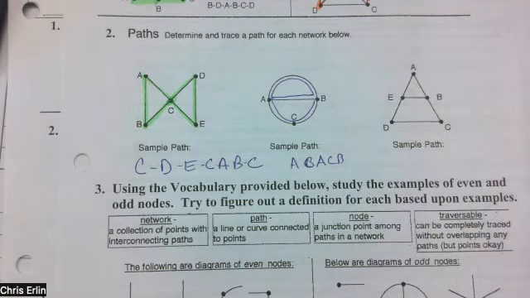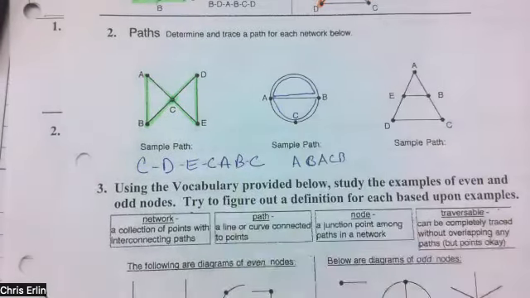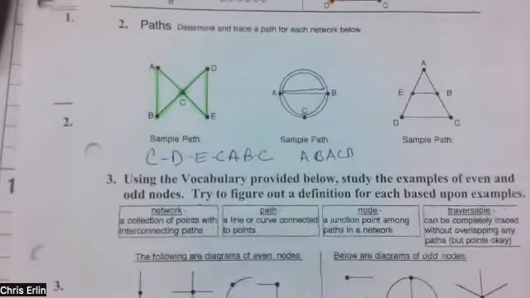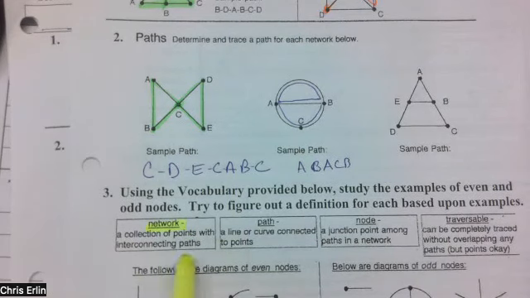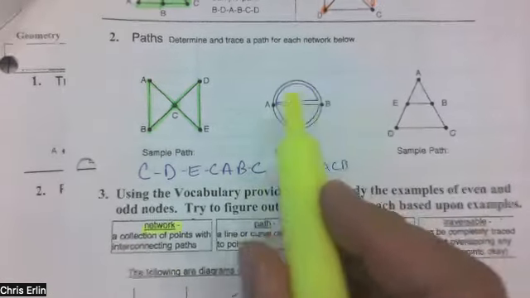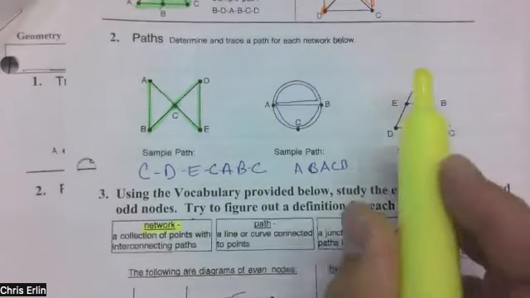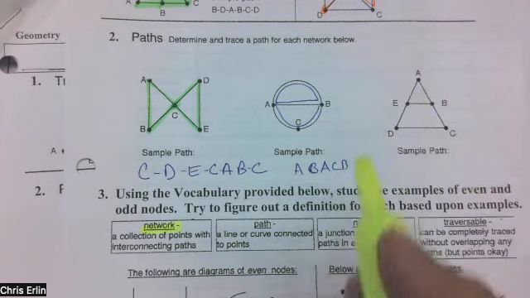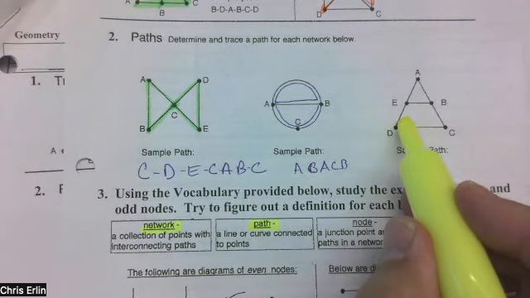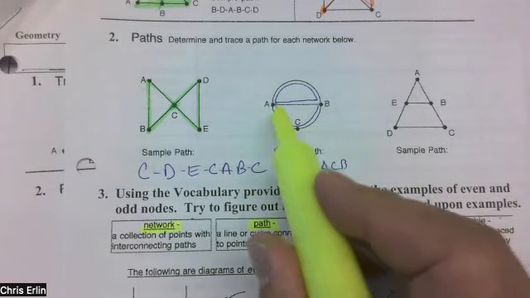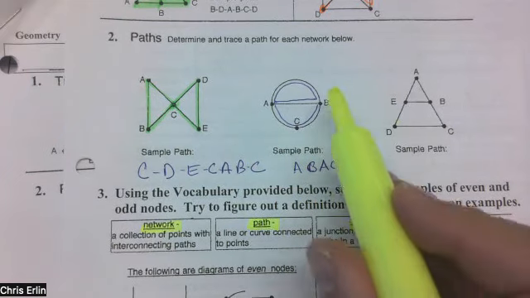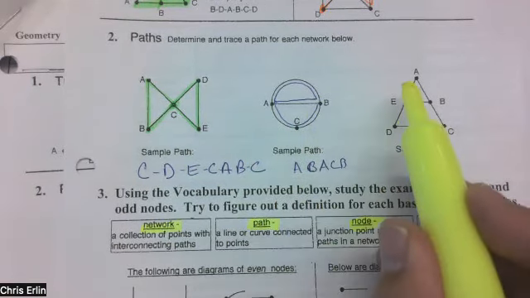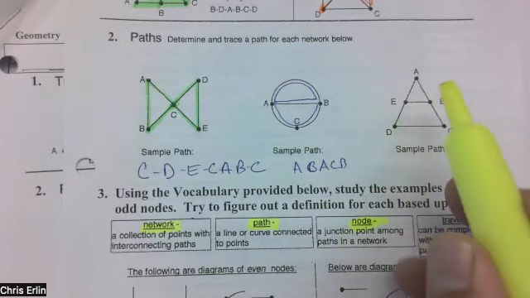In order to do our job here and discover when shapes are traversable and when they're not, without going through the grunt process of just doing it, we're going to have some new vocabulary words. We're going to start with something called a network, which is a collection of points and interconnecting paths. Here are points, and then there are paths connecting them. A path is either a straight line or a curve that connects two points. And in the world of networks, we're actually not going to call them points. We're going to call them nodes, which is where two paths meet. Anytime two or more paths meet, that's a node.